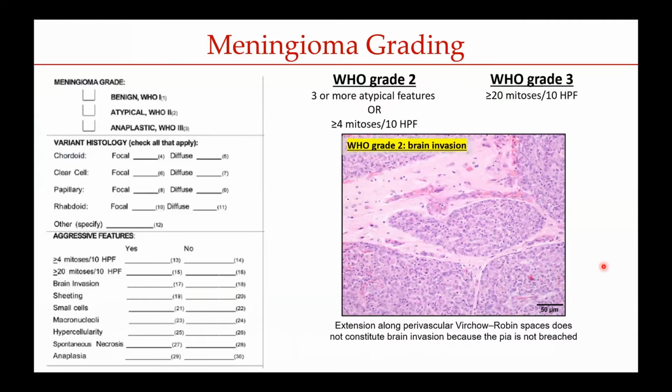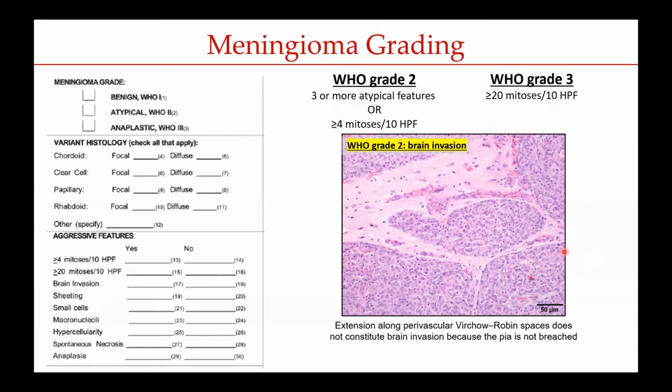So our traditional grading scheme is indicated on the left here, where we look at a range of features, and I'll show some examples of these shortly, but whether the tumor cells are sheeting, whether they're small cells, et cetera, we count those up. And if there are 3 or more of these aggressive features, the tumor is labeled and designated as a WHO grade 2 tumor. The other way that a tumor can get designated WHO grade 2 is to see 4 mitoses or more per 10 high power fields, but less than 20, which meets the criteria for a WHO grade 3 anaplastic meningioma. So these are the difference between a grade 2 atypical and a grade 3 anaplastic.